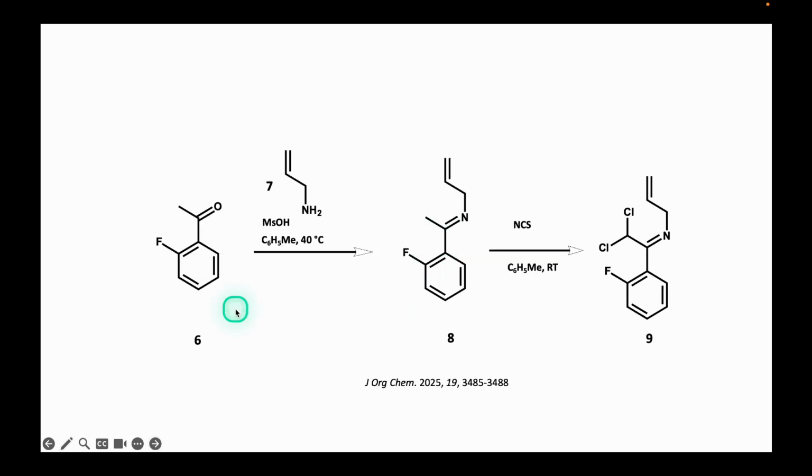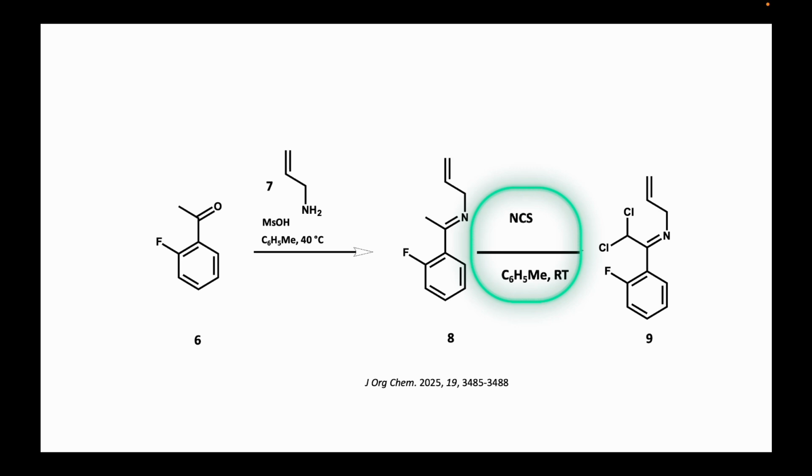6. The reaction of ketone 6 with allylamine 7 generates imine 8, which upon treatment with 2 equivalents of N-chlorosuccinimide yields the dichlorinated intermediate 9.